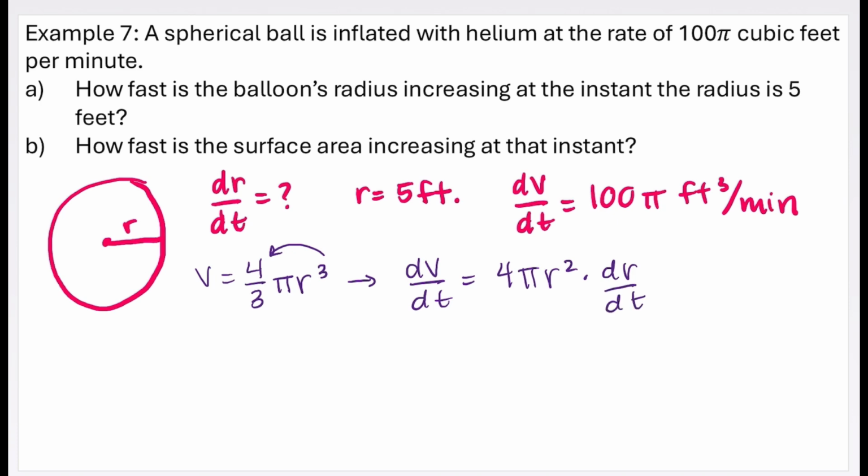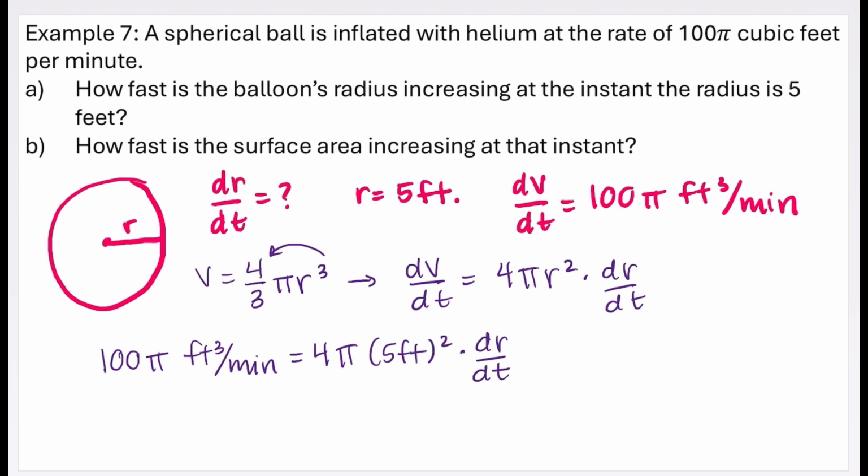So I'm going to plug in everything I know so far. So I have 100 pi feet cubed per minute. That's my dV over dt. 4 pi, r is 5 feet, I'm going to be squaring that, times dr over dt. So 5 squared is going to be 25. 4 times 25 is 100, so 100 pi feet squared times dr over dt equals 100 pi feet cubed per minute.